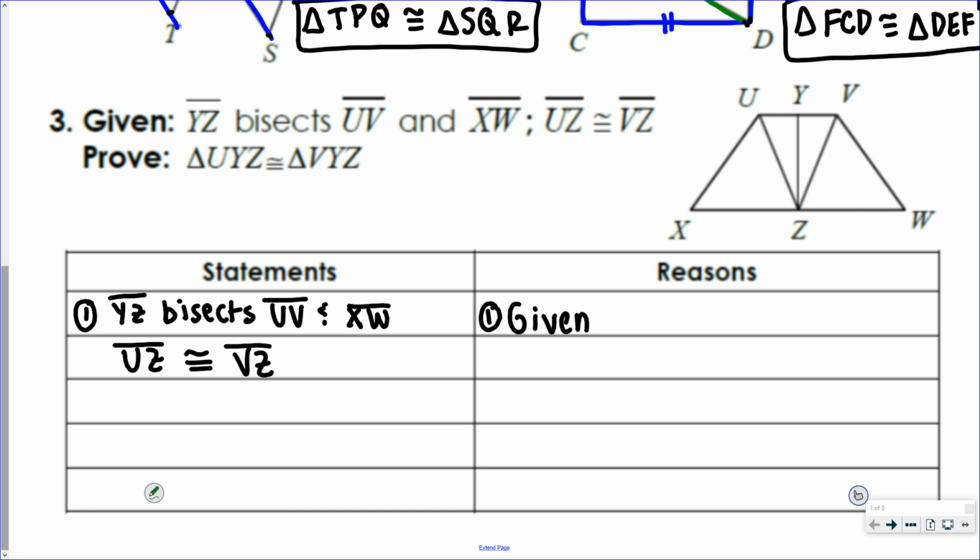Okay, so let's go ahead and mark what's given to us here. We know YZ bisects line segment UV, this one, and it also bisects XW. What we also know is that line segment UZ, which is this one, is congruent to VZ.